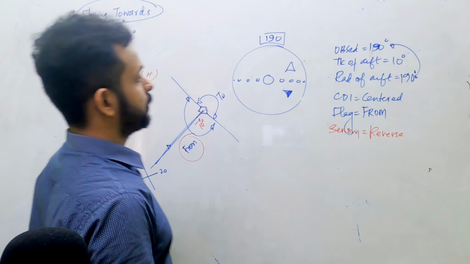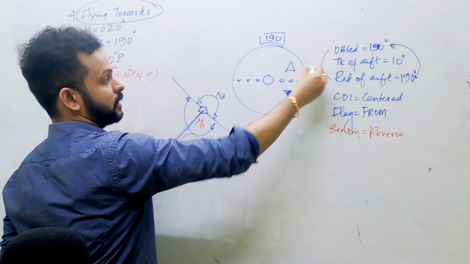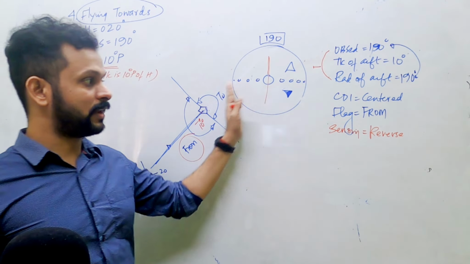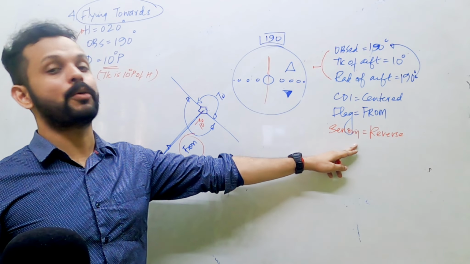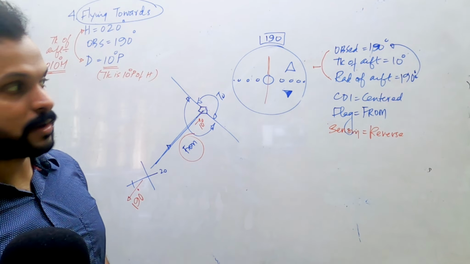Right? But in this case, since your OBS radial and the aircraft radial is the same, the needle is going to be exactly at the center. But any shift will have to be corrected by moving exactly in the opposite direction because it's reverse sensing. Right? Let's draw the RMI here.